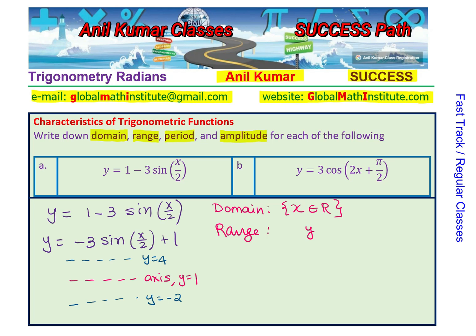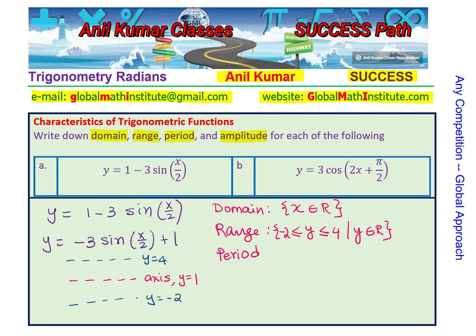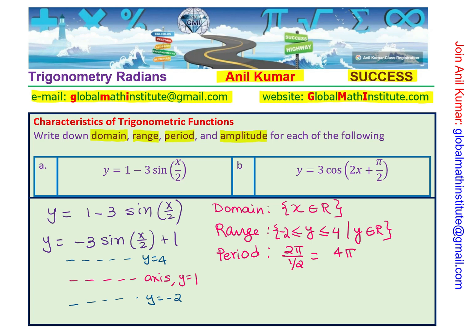So we can write y is greater than or equal to minus 2, less than or equal to 4, where y belongs to the set of real numbers. The next is period. So how do you write period? Well, the k value here is half, right? So period is 2 pi divided by half, which is 4 pi. Amplitude, we already know about it. Amplitude is always positive, and in this case, the amplitude is 3.